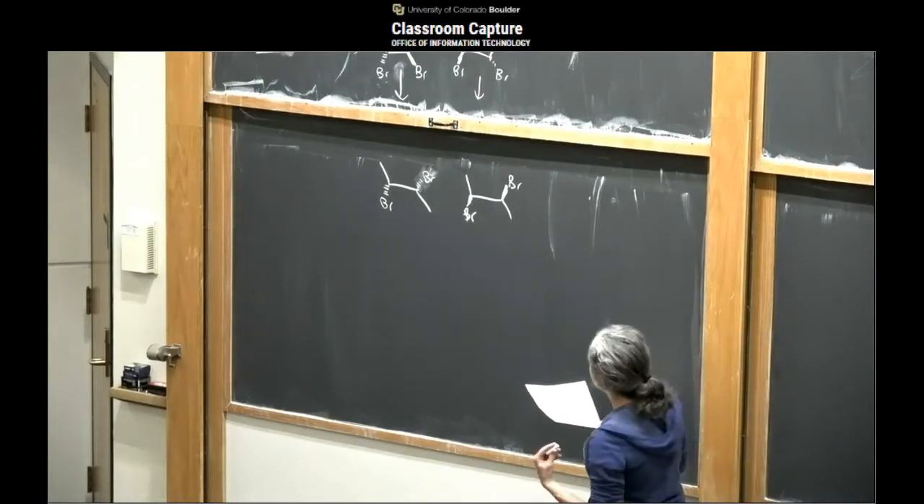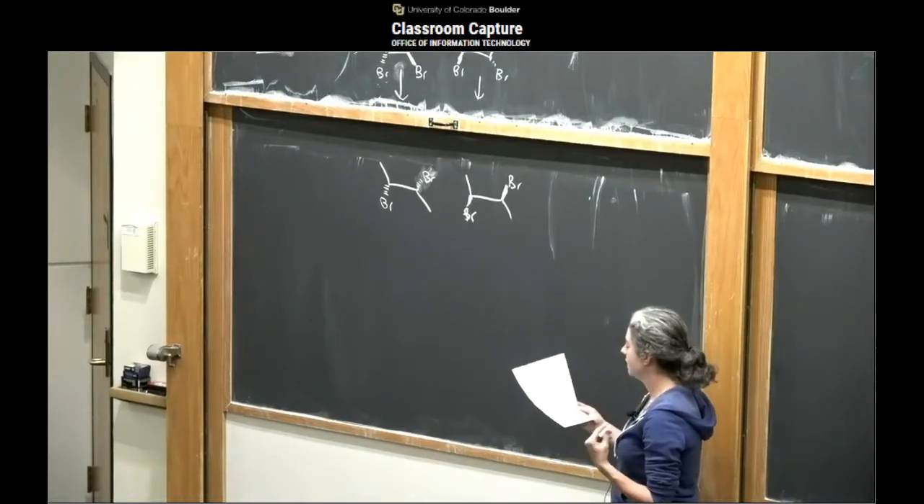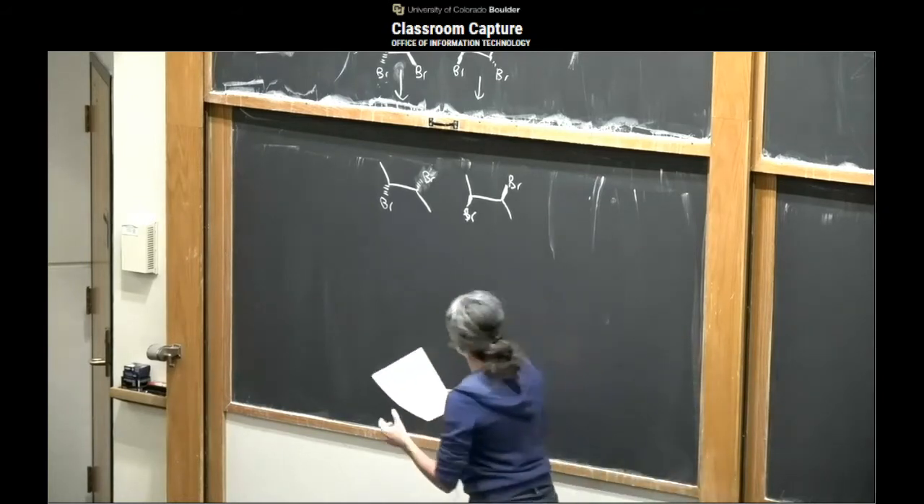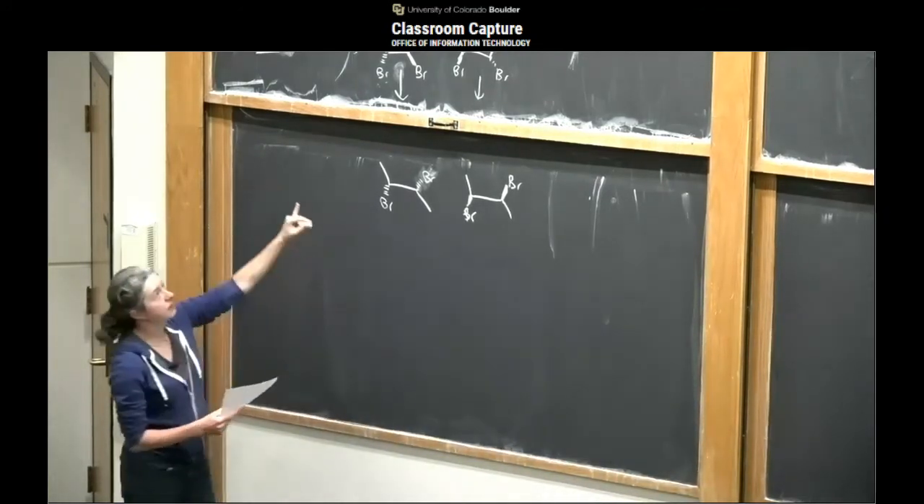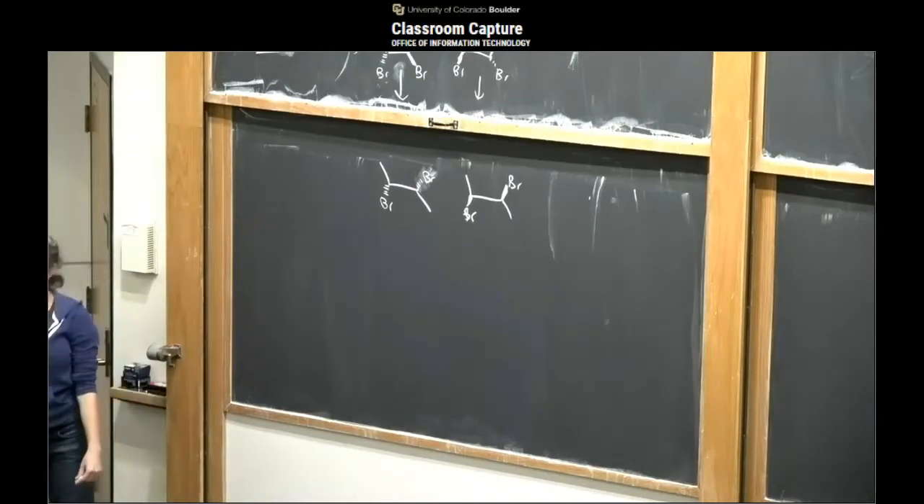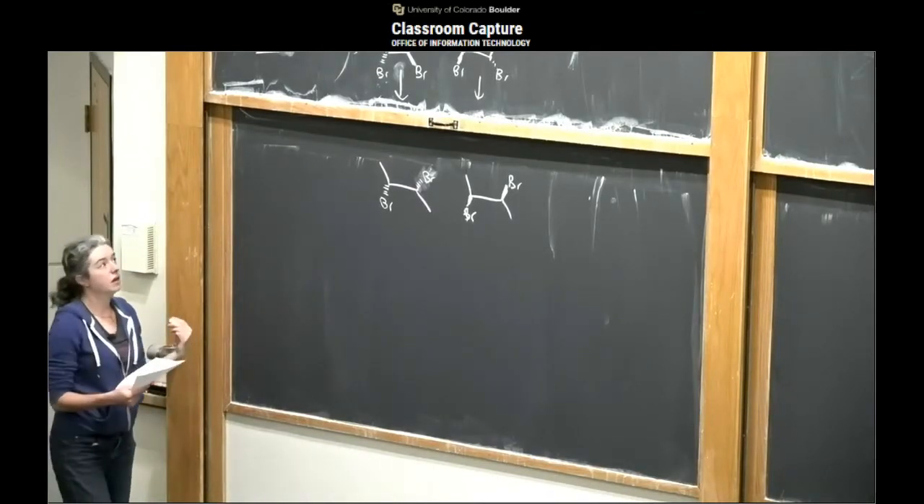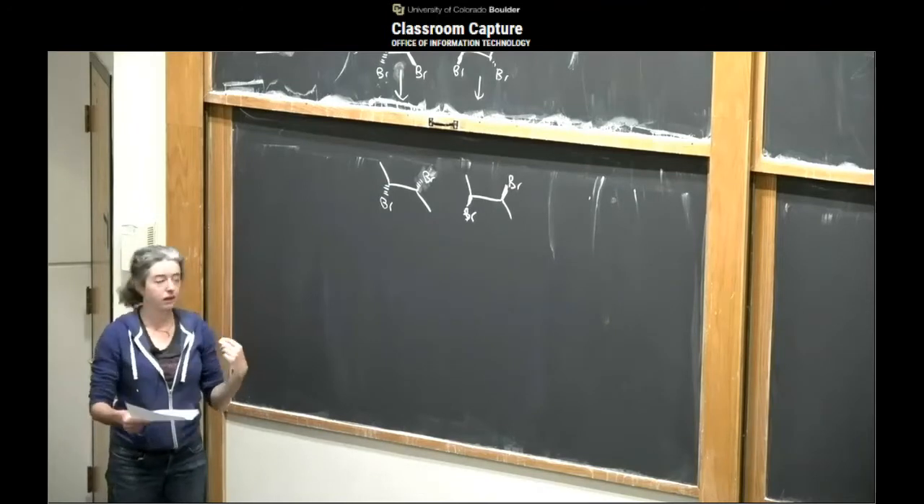Okay, so one last topic from this chapter that we've got to cover is what's the relative amounts of the different products that we're getting for each of these kinds of reactions? Because we're getting multiple different products. How do we tell if one is more favored than another, or what's major, what's minor?